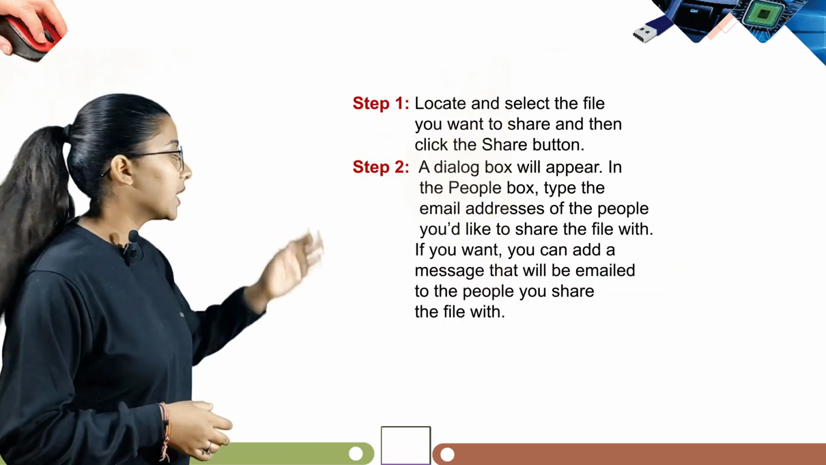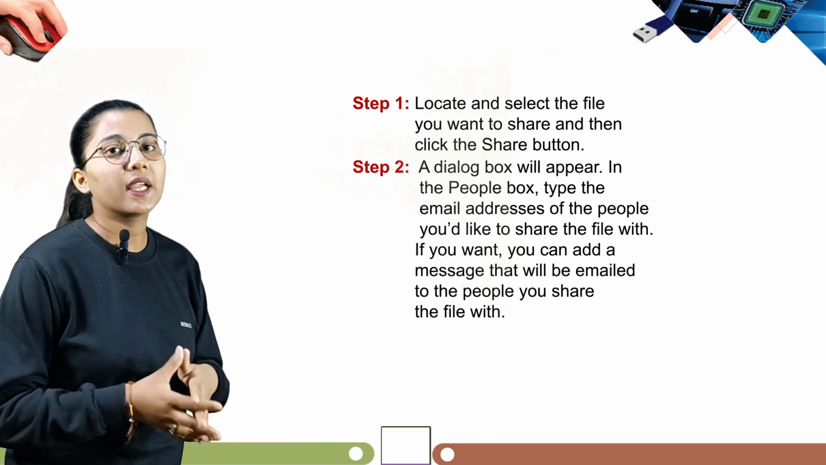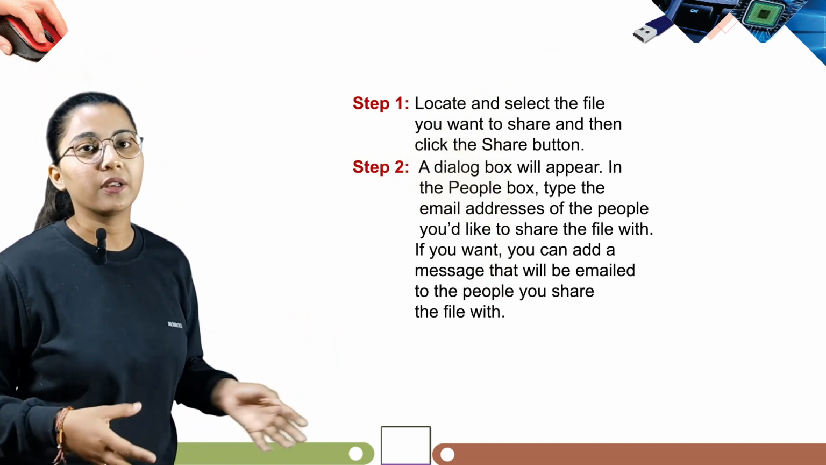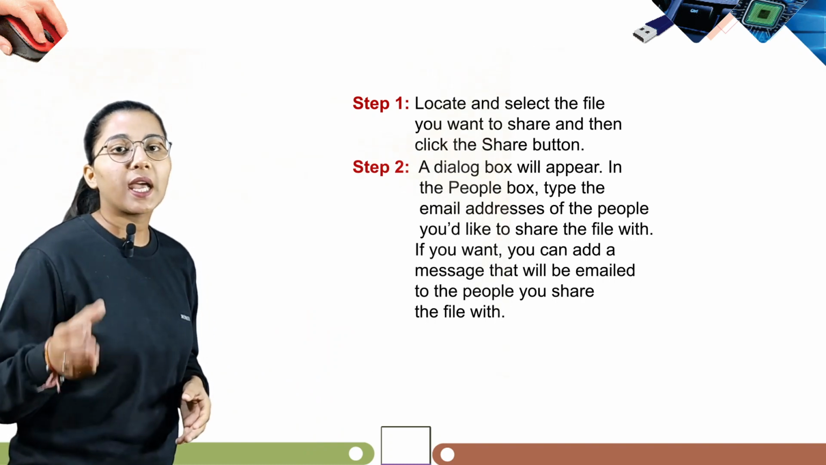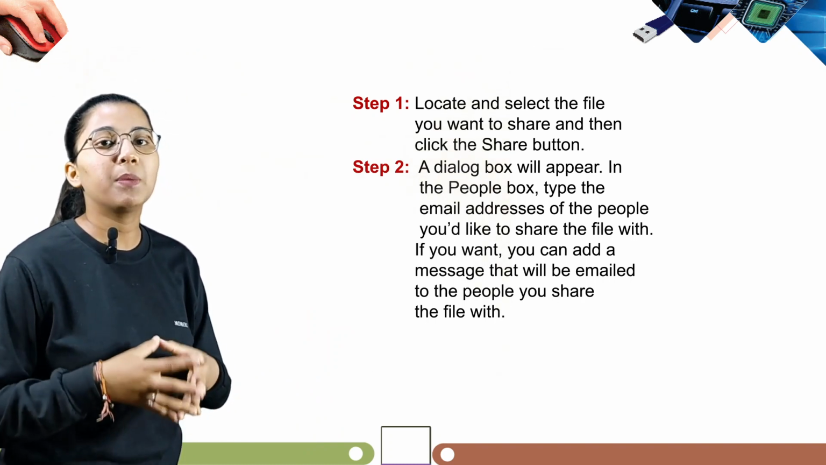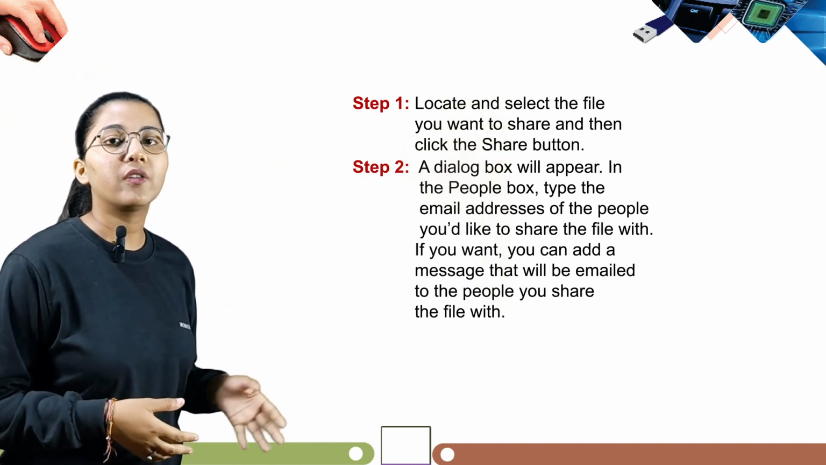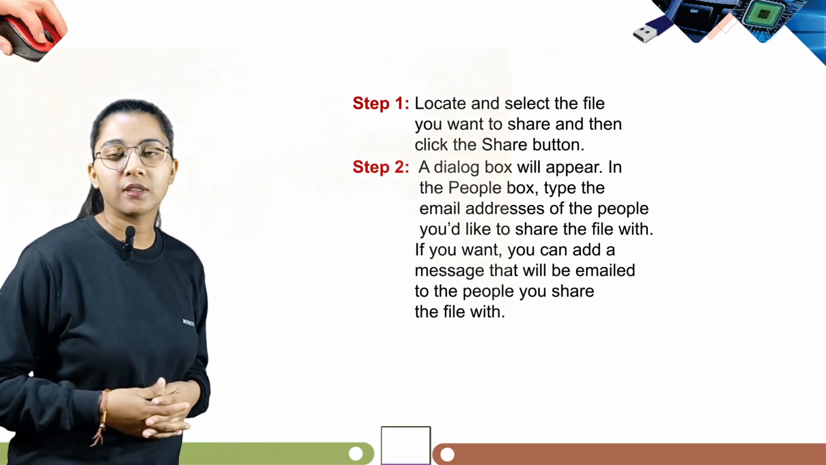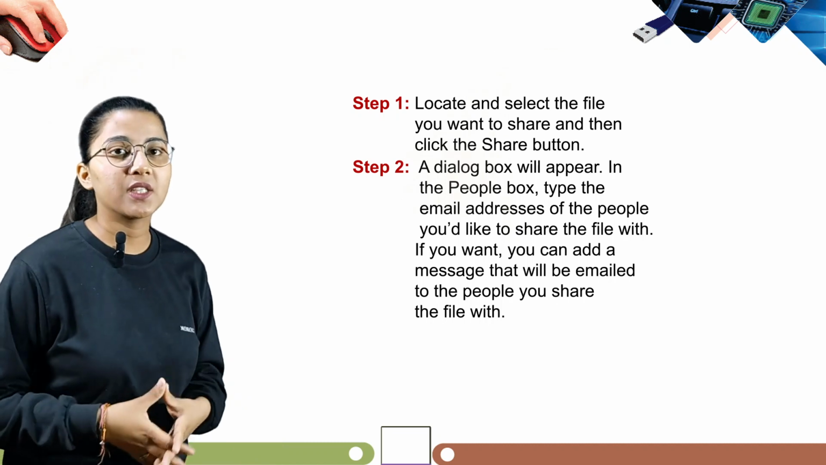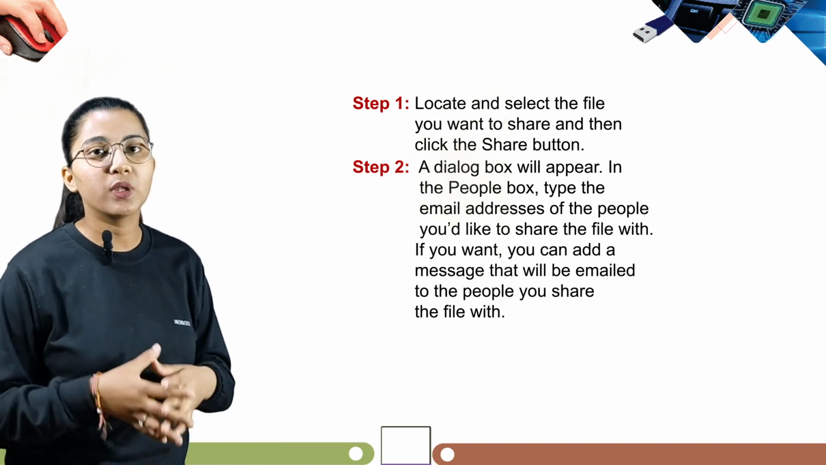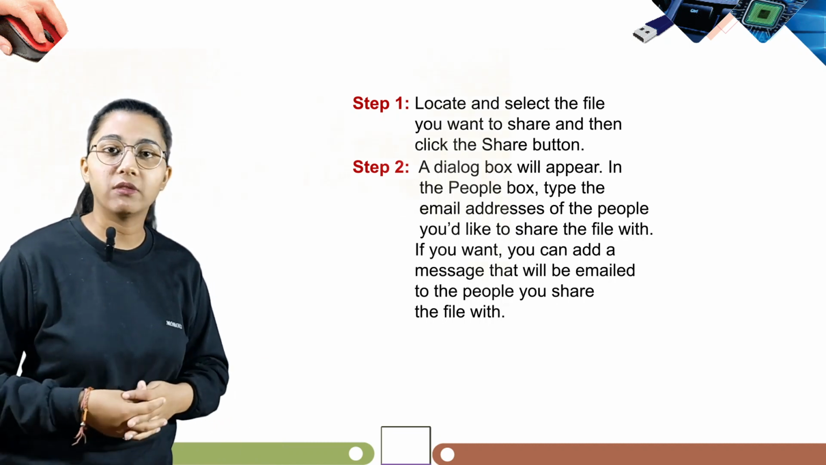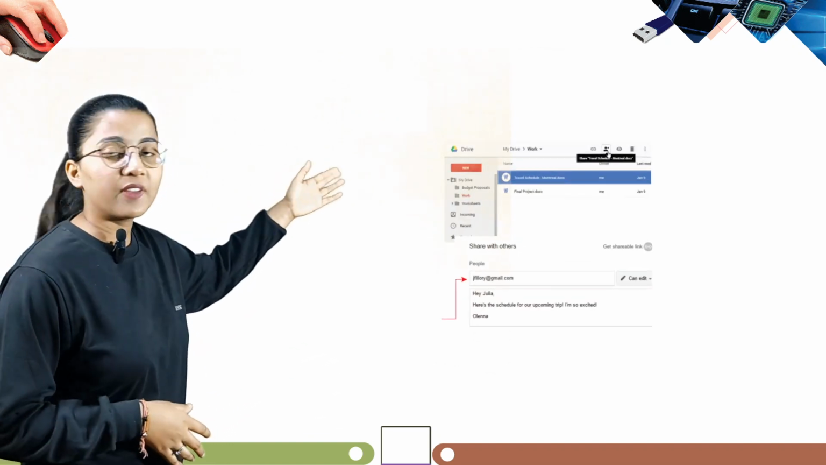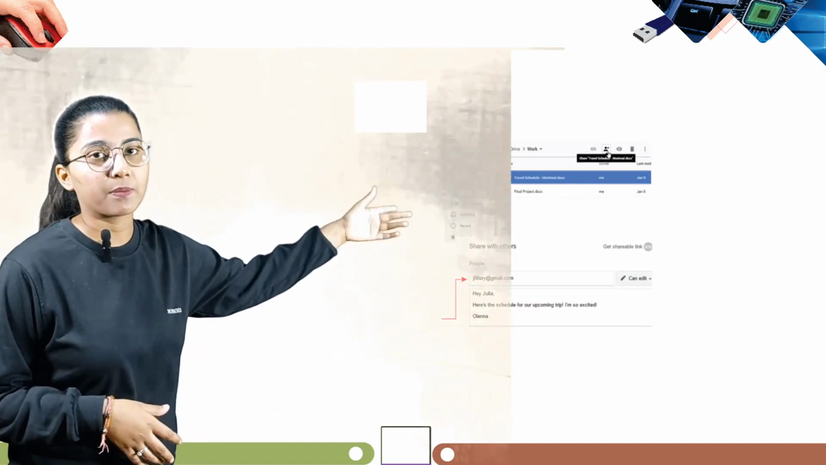And our step 1 is locate and select the file you want to share and then click the share button. Now step 2, a dialog box will appear. In the people box, type the email address of the people you'd like to share the file with. If you want, you can add a message that will be emailed to the people you share the file with. So students, here you can see the interface along with the steps.